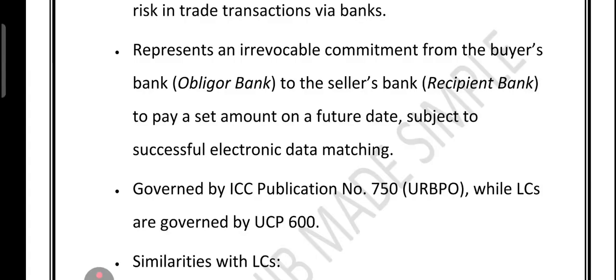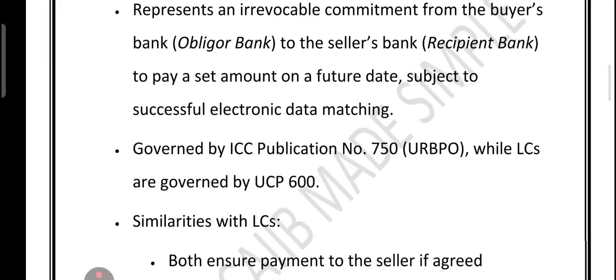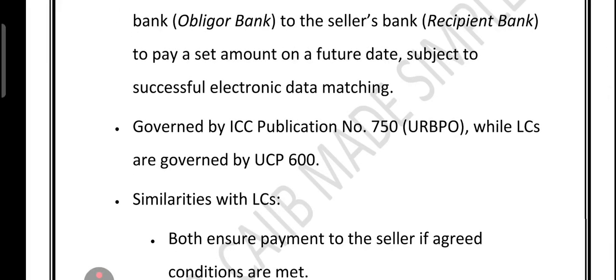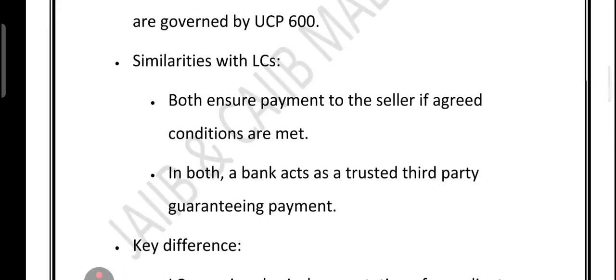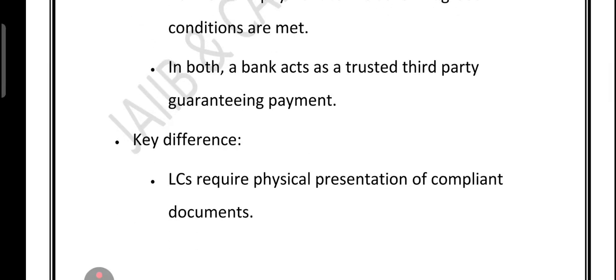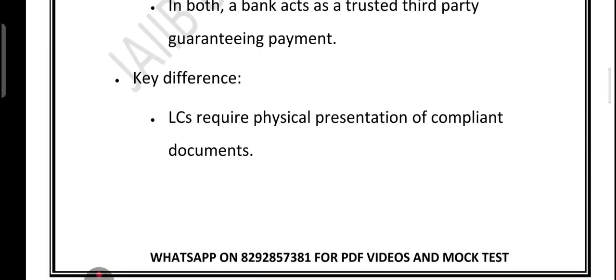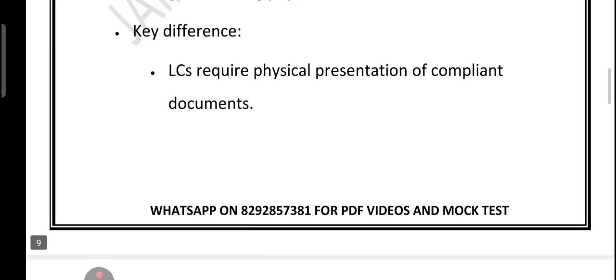For comparison, letter of credit follows UCP 600. So what is similar to LC? In both, payment to the seller is guaranteed if all agreed conditions are met, and in both cases a bank acts like a trusted middleman. But here is the big difference. LC requires physical documents to be presented, while BPO uses electronic trade data only. No courier, no stack of paper, just clean digital matching.